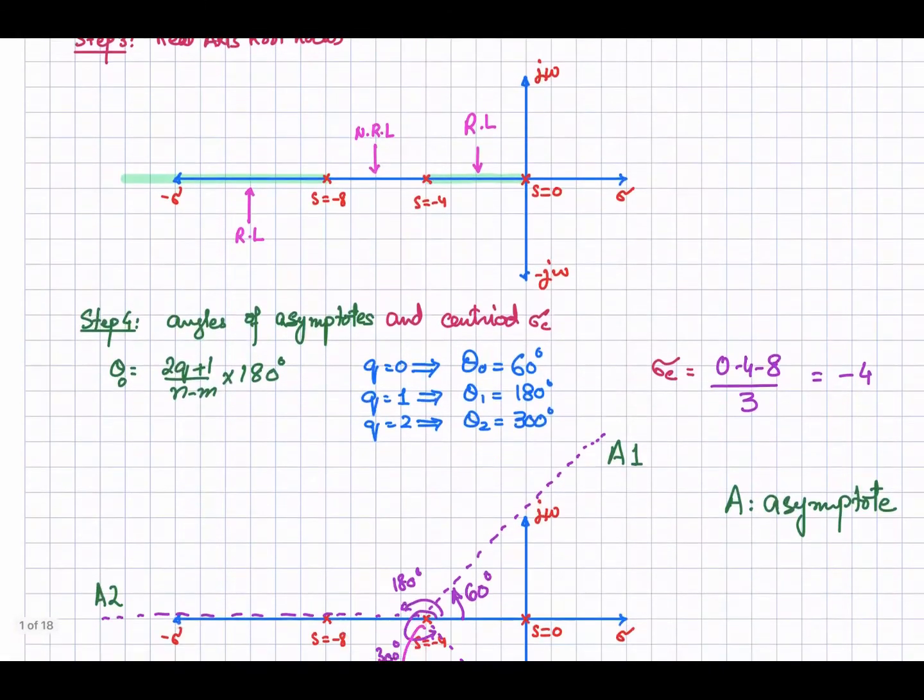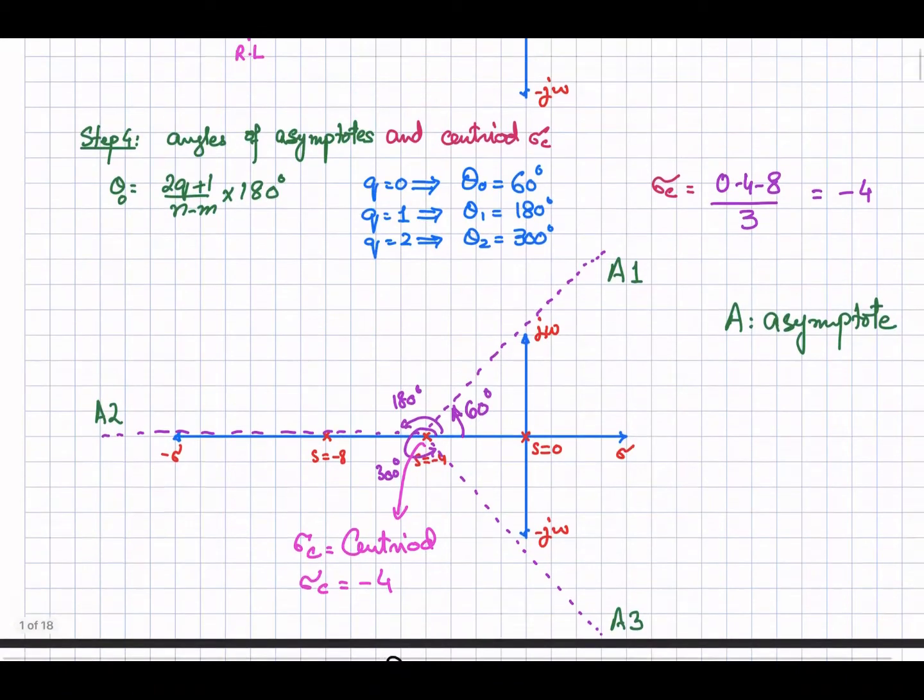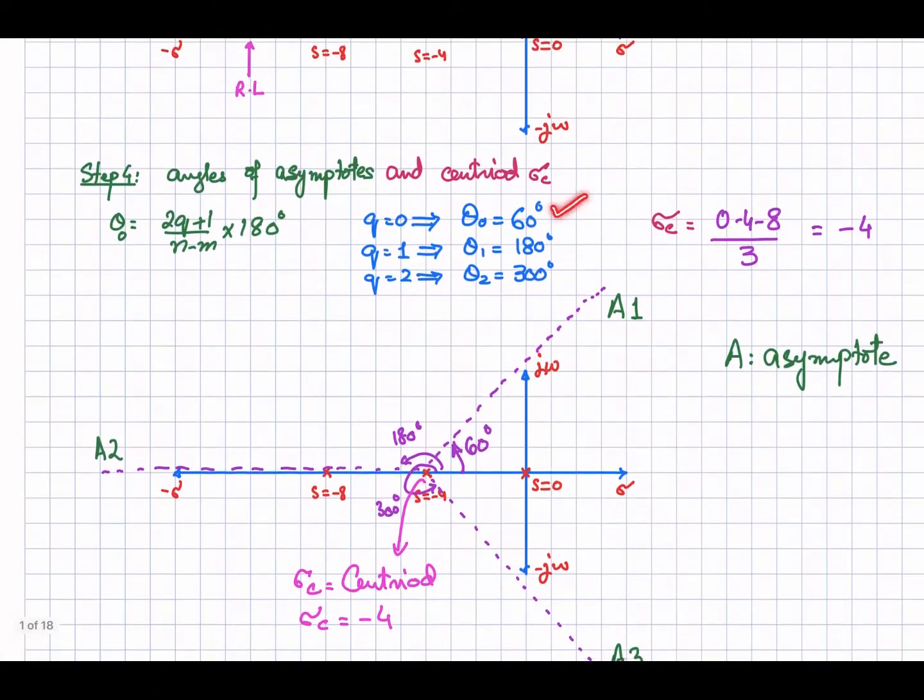So 3 asymptotes. If we take q equal to 0, the angle comes out to be 60 degrees. If we take q equal to 1, that will be 180 degrees, and if we take q equal to 2, the angle will be 300 degrees.